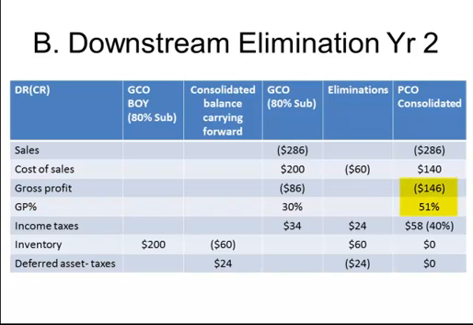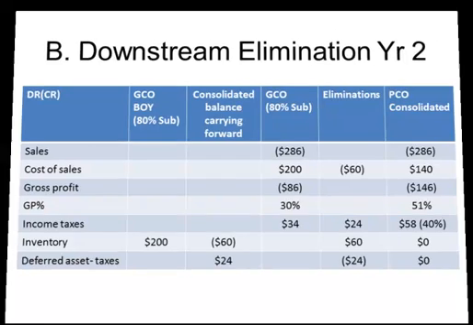The gross profit of $146 equates to the 51% gross profit consistent with our previous analysis. The effective tax rate looks right. So at this point it appears that our consolidated financial statements work. And if we were to add the year 1 financial statements to the year 2 financial statements, we would indeed determine that the results mirror the results we learned in scenario A.